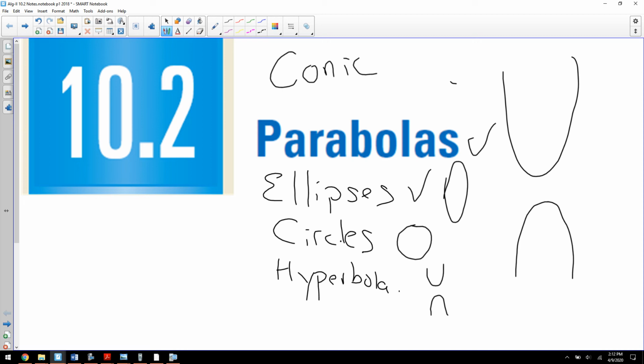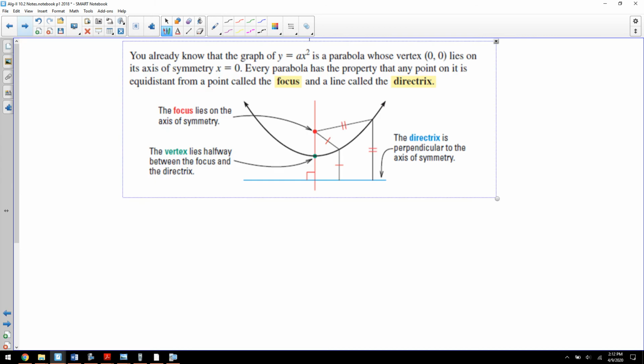We're going to get into what's called standard form of a conic to figure out what shape it is, and this is where the skill of completing the square that we did way back in October, maybe, is going to come into play. So let's take a look at our parabolas.